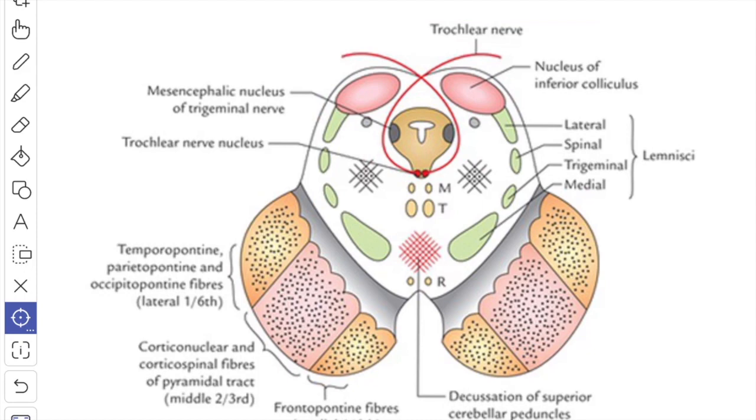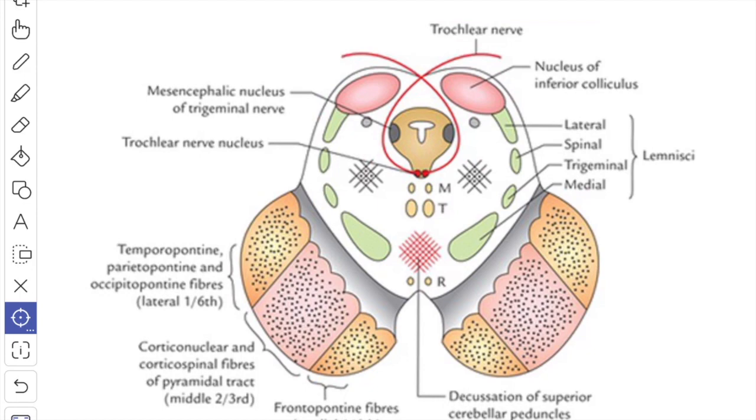We will see about the crus cerebri or basis pedunculi. The crus cerebri is part of the cerebral peduncle situated anterolateral to the substantia nigra. It contains the important descending tracts which connect the cerebral cortex to the anterior horn cells of the spinal cord, the cranial nerve nuclei and pontine nuclei.